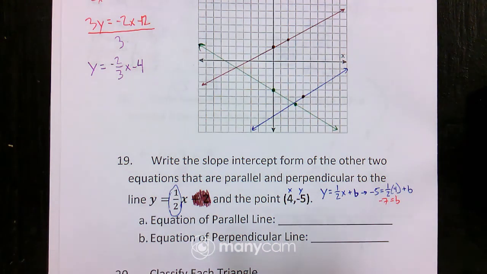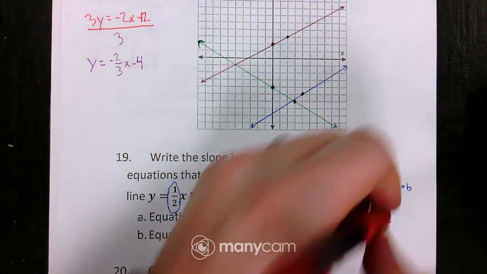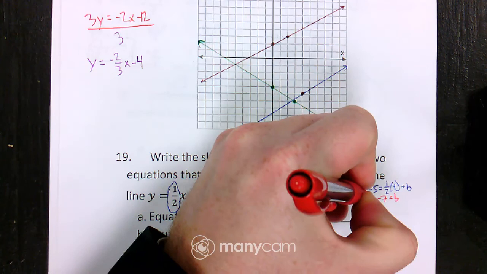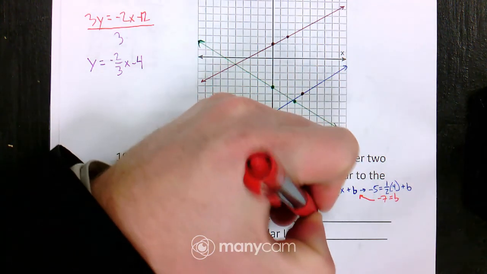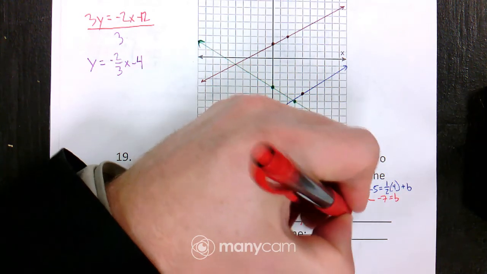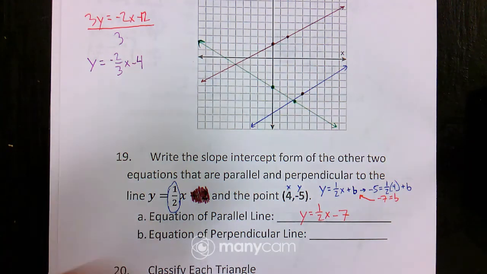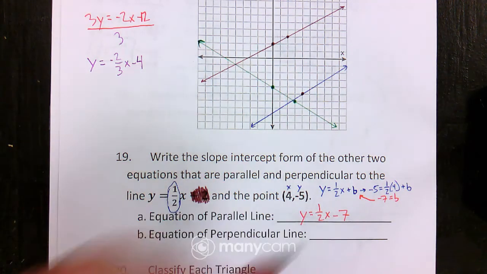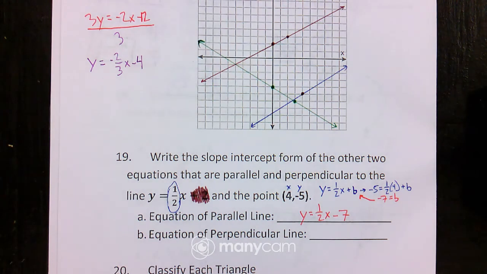So that's not my answer though, because it was my equation. So now I take b and I just plug it right back in there, and that's my answer. Y equals 1/2 x and then minus 7. Okay? If you have your slope and your y-intercept, that's all you need for an equation of a line.